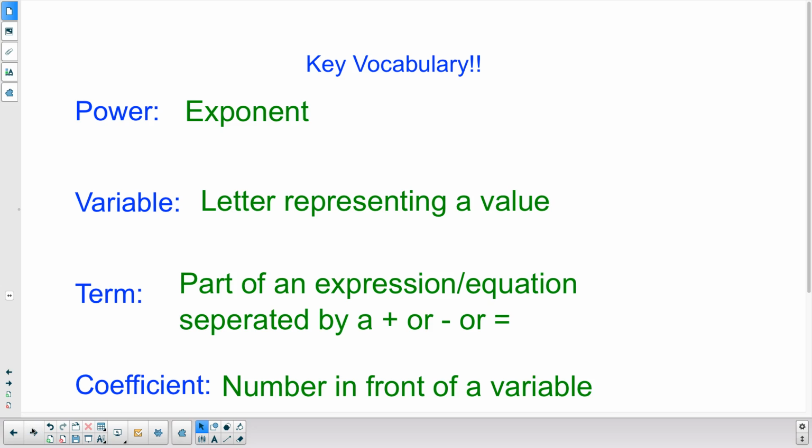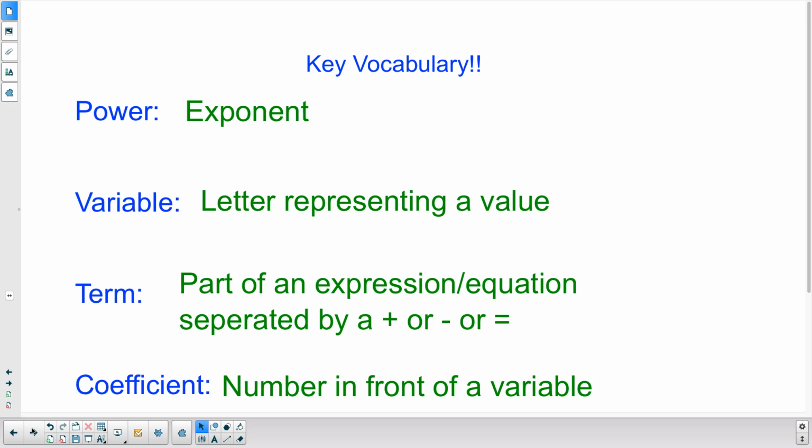Some key vocabulary that I asked you to define. A power, we call that an exponent. That's the number it's raised up above. A variable is a letter that represents a value. We commonly use that in algebra.